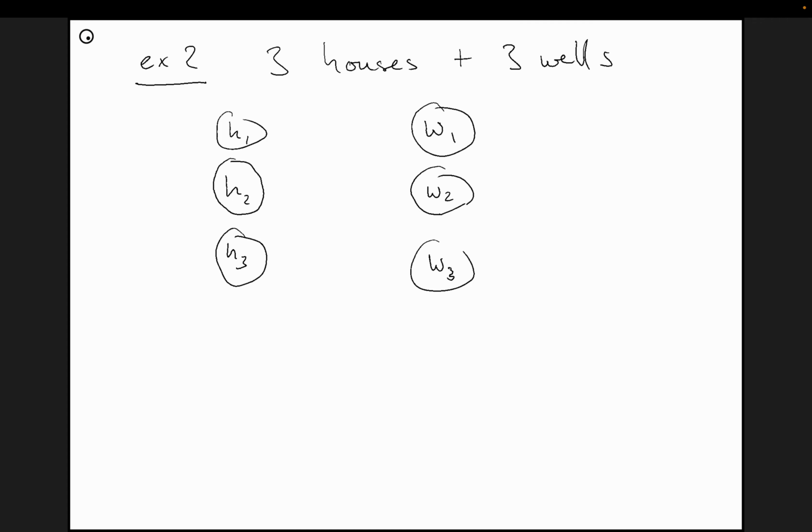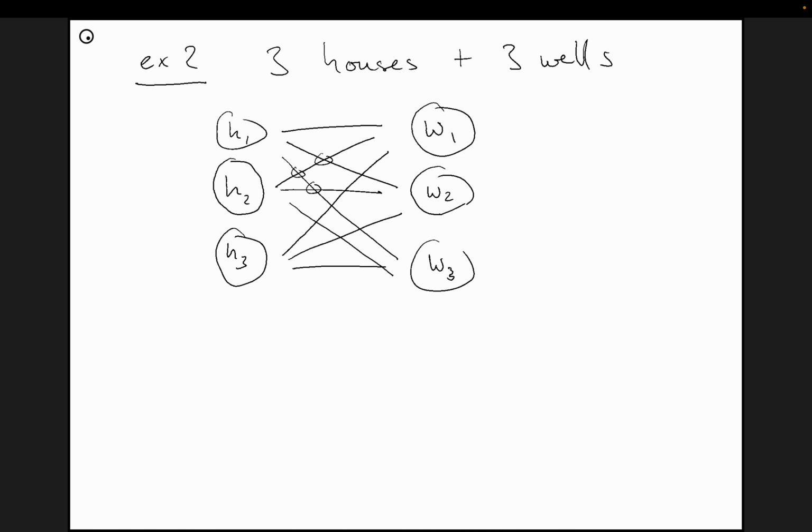So I'm going to naively just draw something. So from each house to each well. So start from house 1 to well 1, well 2, well 3. Then from house 2, well 1, well 2, well 3. You see it is intersecting a lot, like here, here, here. And from house 3 to well 1, well 2, well 3.